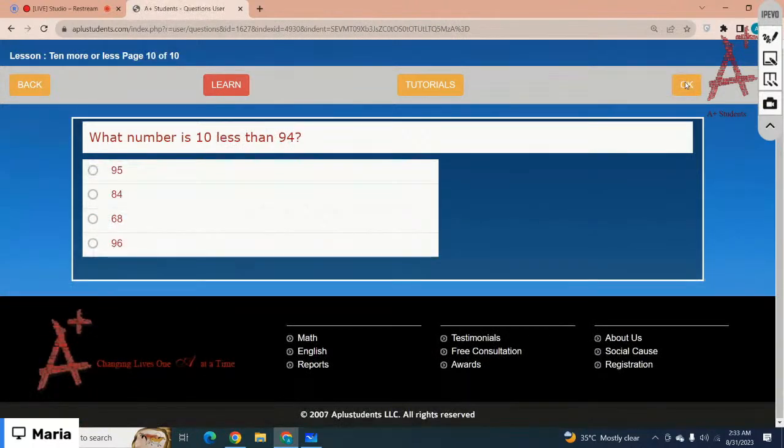What number is 10 less than 94? So which is the correct option? 9 is the digit at the tens position, right? You have to subtract 1. So 9 take away 1 is 8. So it would be 84. The number that is 10 less than 94 is 84. The correct option is 84.